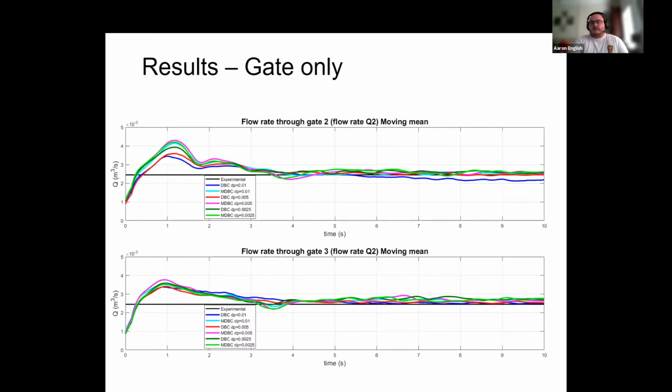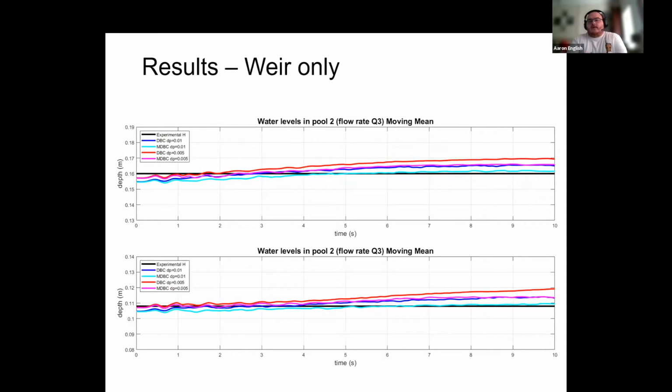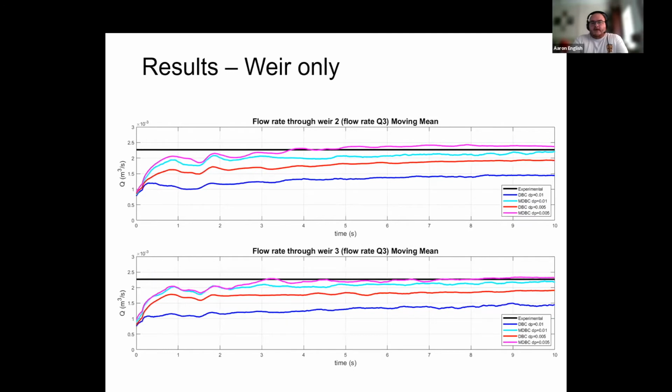And if we look at the flow rate through the gates, this is through gates 2 and gates 3. Again, the results match pretty similarly. They're all pretty similar and working together. However, if we look at the weir flows, so this is again the depth, and you compare DBC to mDBC for each particle spacing, so this is the light blue to the dark blue, or the pink to the red, you can see that the lighter colored lines agree much more with the experimental black line. So it shows that mDBC is a big improvement over DBC. And again, if we look at the flow rate over the weir, you can see quite clearly that the light blue and the pink lines for mDBC are much closer to the experimental prediction.